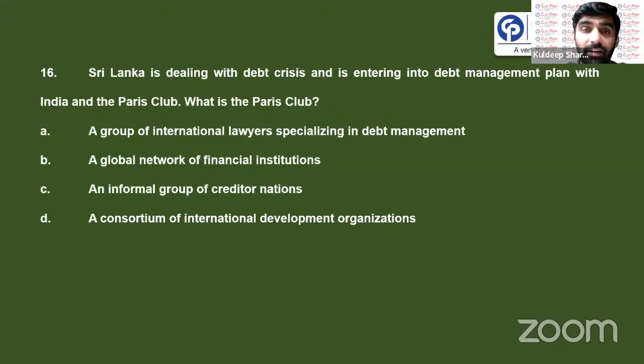Next, Sri Lanka is dealing with debt crisis and is entering into a debt management plan with India and the Paris Club. What is the Paris Club? So Paris Club is actually an informal group of creditor nations. It's not a small group. There are around 30 to 33 nations, most of the developed countries like US, UK, France, etc. are part of this. Paris Club usually decides on certain terms on which they are going to give loans to a particular country. Sri Lanka has taken loans from these countries under this Paris Club agreement, and right now it is trying to create a management plan because it is not able to fulfill its debt obligations. So it's an informal group of creditor nations.